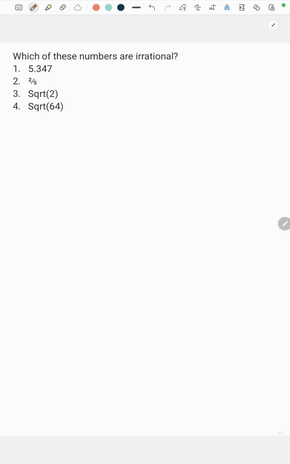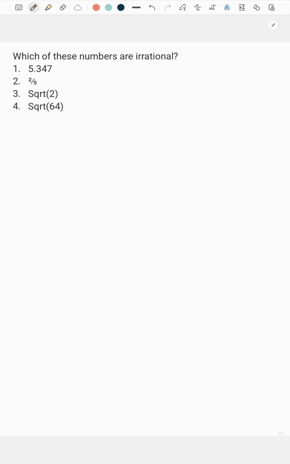So now we are going to talk about what are rational and irrational numbers. So we have this question that is given to us to identify which are the irrational numbers in the given list. We'll first talk about what rational and irrational numbers are, and then we will go through each of these examples one by one to understand how to identify irrational numbers.